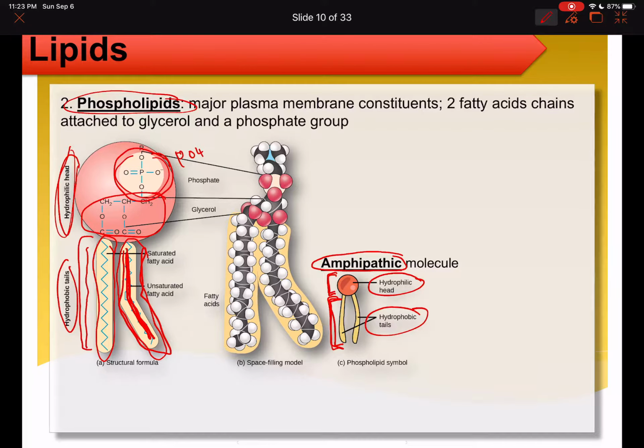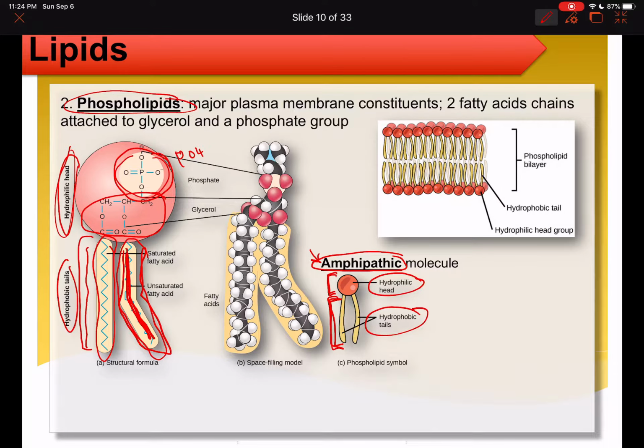Amphi usually means both, both of something. That's why amphibians, for example, are organisms that live in water and land. They live in both environments. So amphipathic means they react in two different ways with water. One part likes water, one part doesn't like water. Okay, so amphipathic means it has two different types of reaction with water within the same molecule of phospholipid.